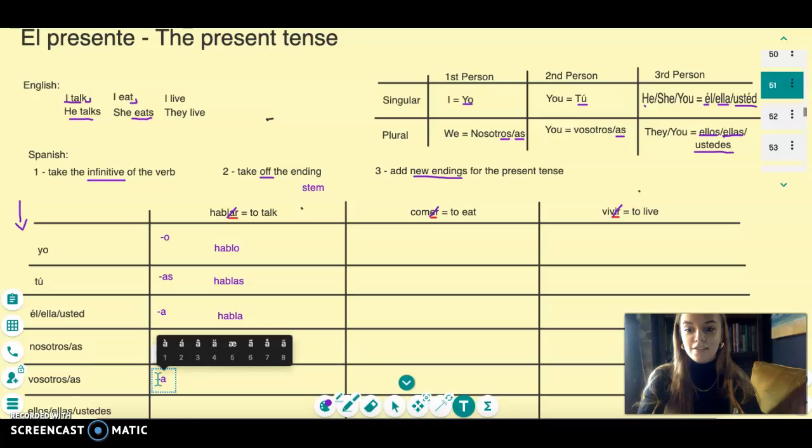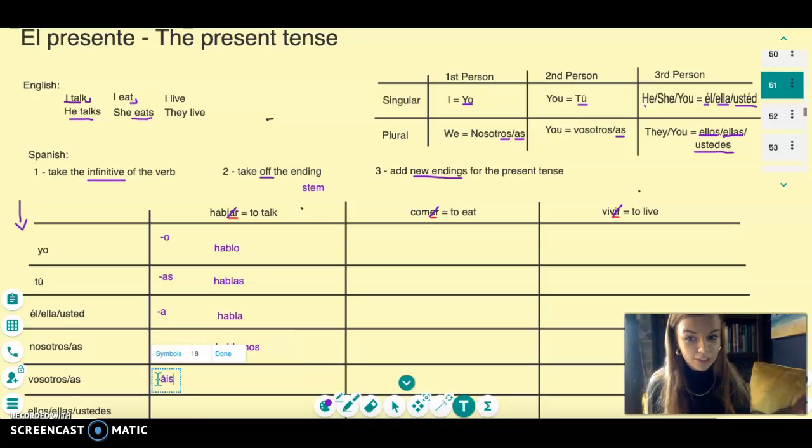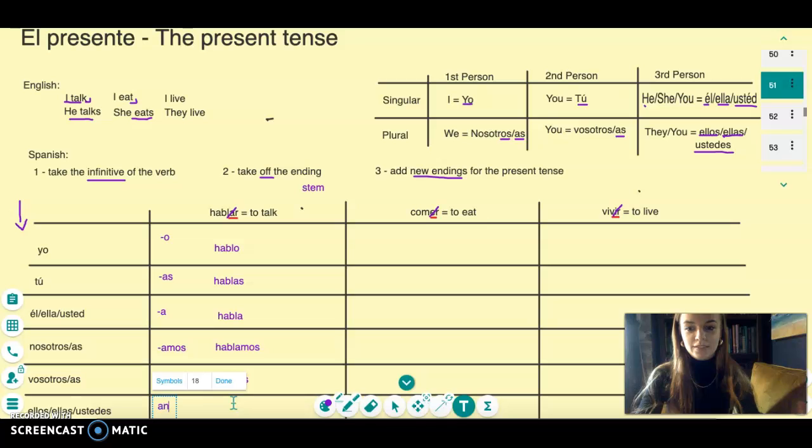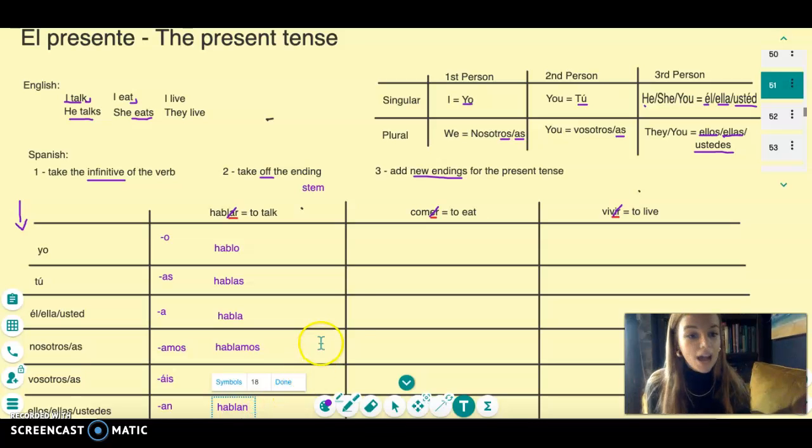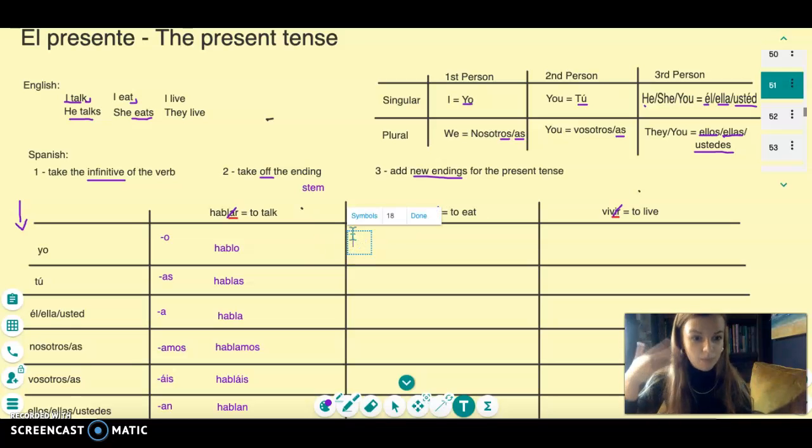And then our second person plural, we have a funky one here, it's ais. So if we pop that onto the stem, habláis. And for they, we have an. And if we pop that on, hablan. So I talk, you talk, he talks, we talk, you talk, they talk. Hablo, hablas, habla, hablamos, habláis, and hablan. There we go. So we've just conjugated our AR verb into the present tense. So it's a bit of a system that we just have to get into.